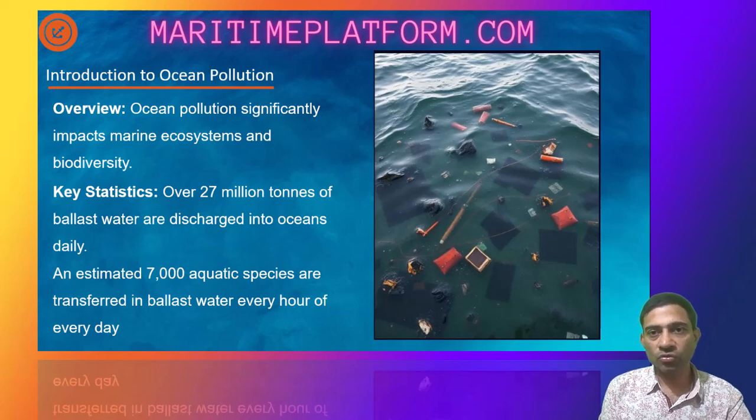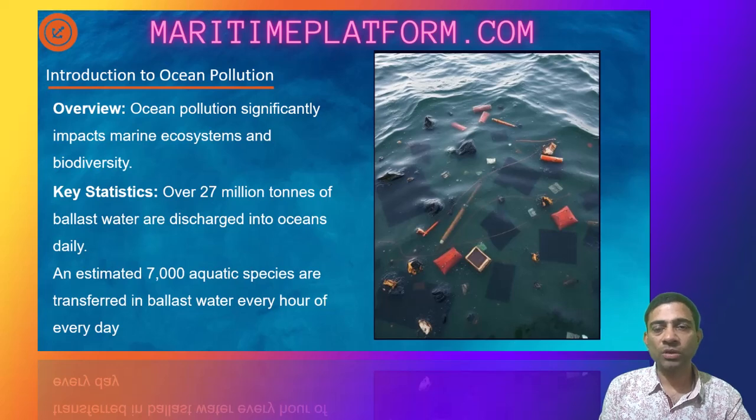Now again we go to Persian Gulf for loading. While we are loading, we are going to discharge the ballast again. So while discharging the ballast, whatever aquatic species or microorganisms we loaded during the cargo discharge port are being discharged with the ballast in the loading port. So that is why it is told an estimated 7,000 aquatic species are transferred in ballast water every hour of every day. This is a huge statistic where you can see the whole ecological system is being changed.